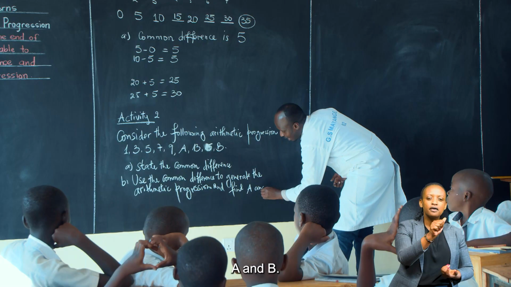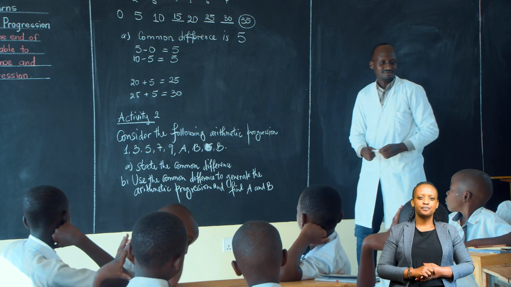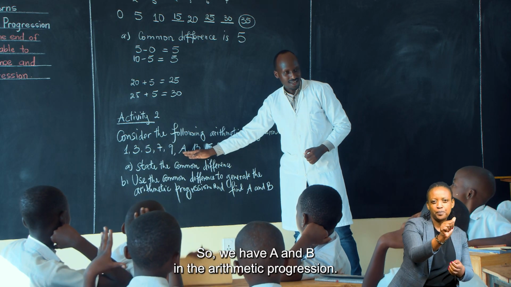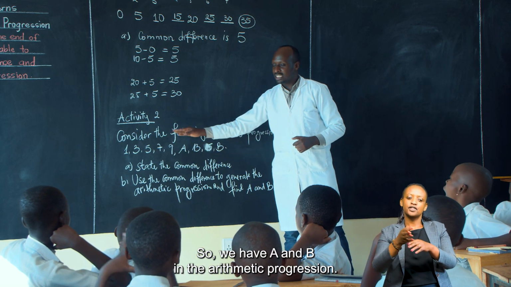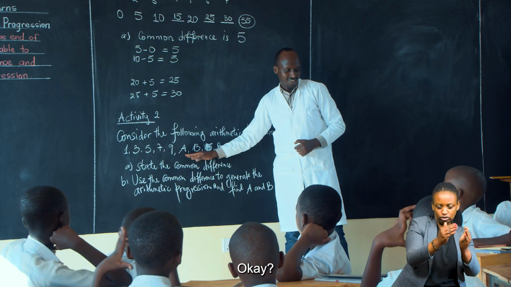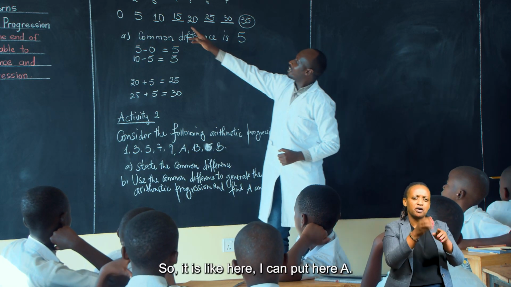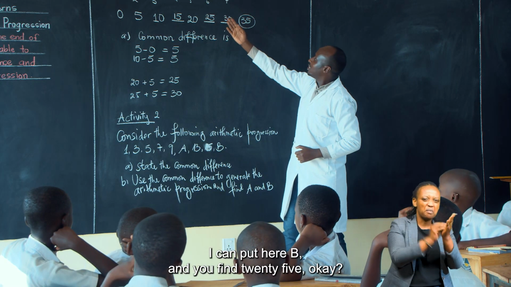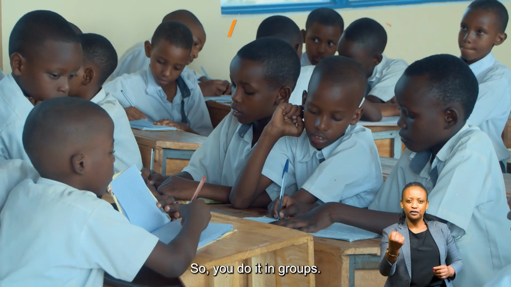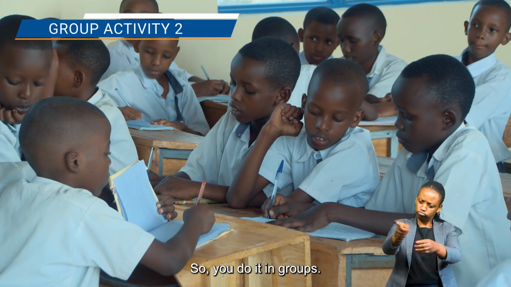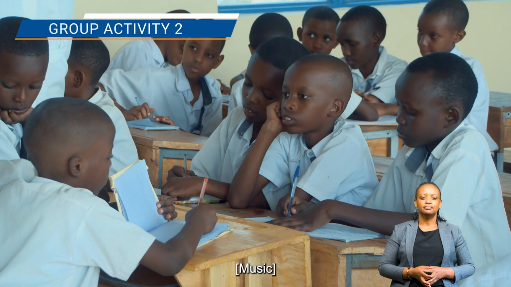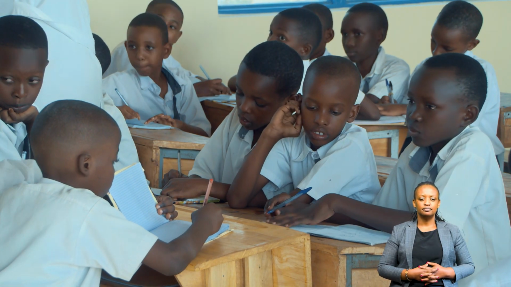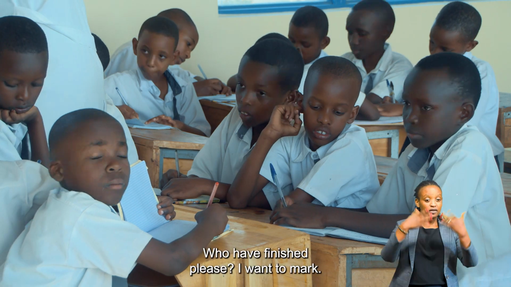A and B. So we have A and B in the arithmetic progression. Okay? So it is like here, I can put A and you find 15, right? I can put here B and you find 25. So you do it in groups. Who has finished, please? I want to mark.